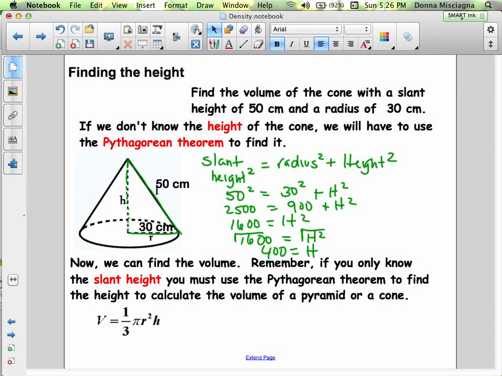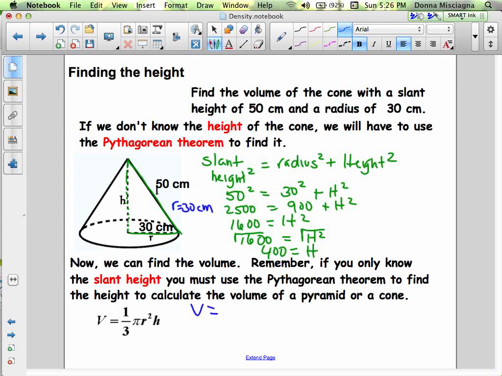All right, so now let's find the volume. So volume equals, so the radius is right there, it's 30 centimeters. So volume equals 1/3 times 30 squared, and then the height is 40. All right, so 30 squared is 900.